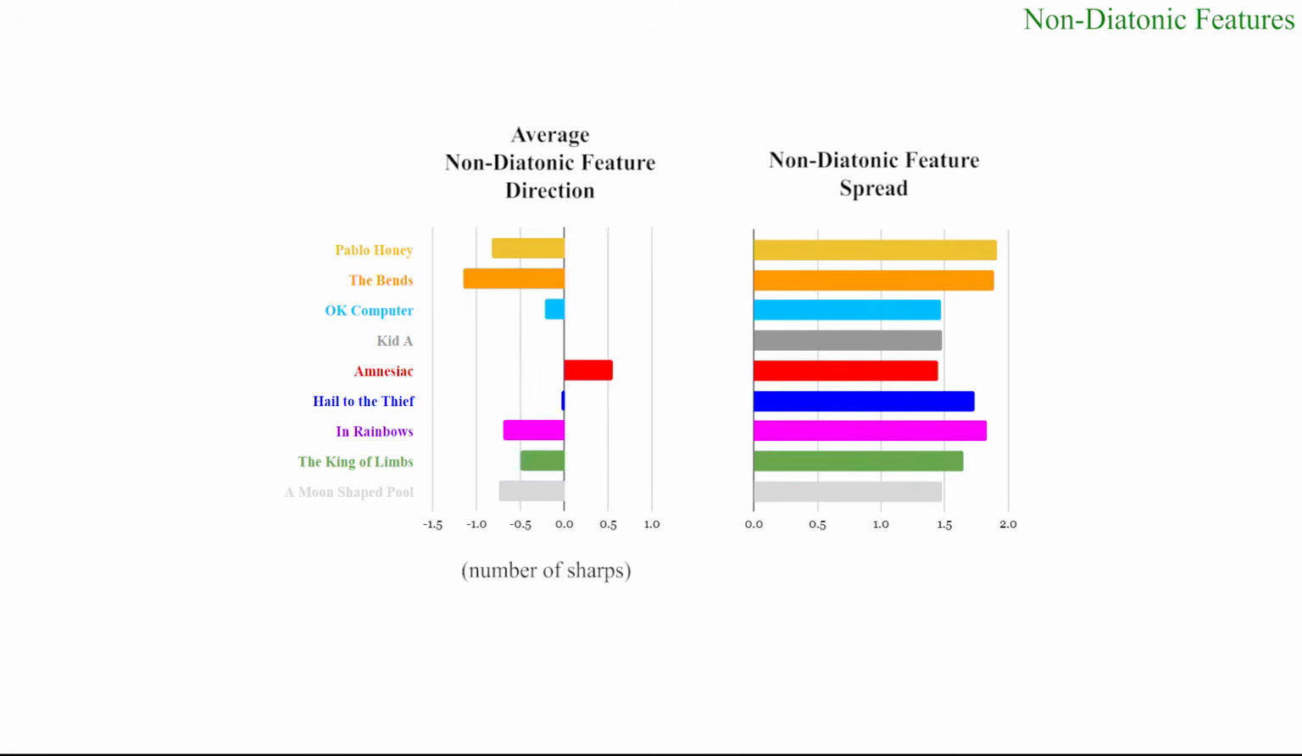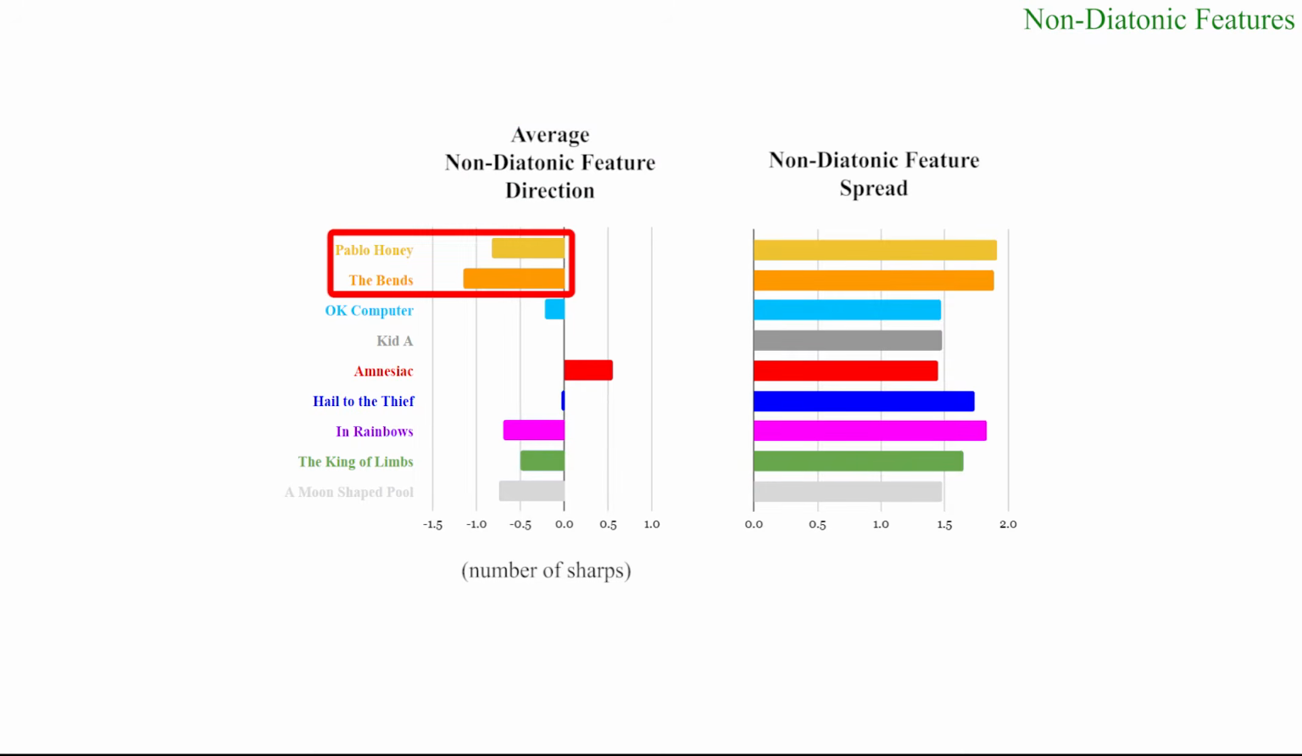The spread is actually quite consistent from album to album, ranging from 1.91 to 1.44, meaning that on average Radiohead usually take non-diatonic features from 1 to 2 keys away on the circle of fifths. But the values for the average direction show a much more significant pattern.